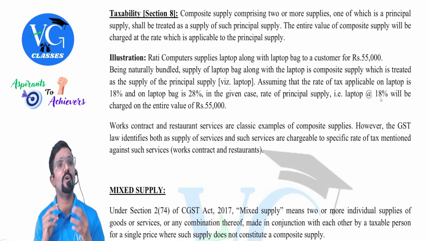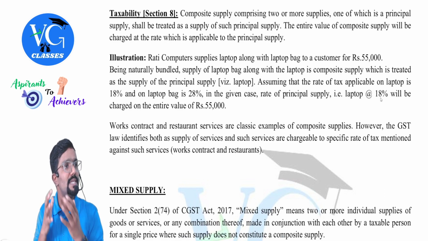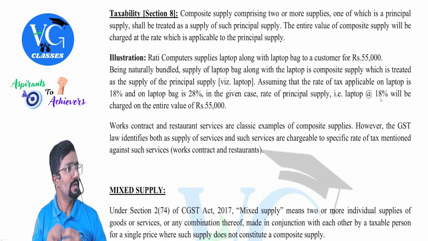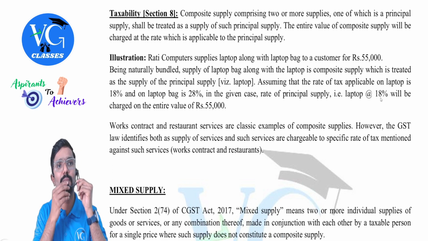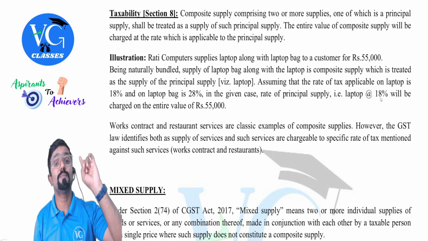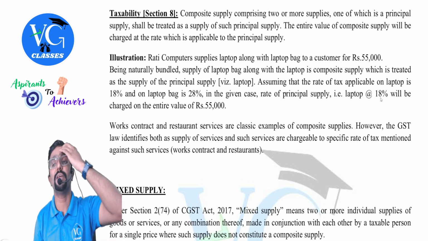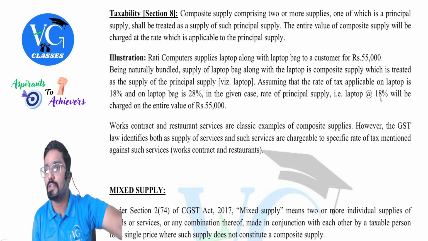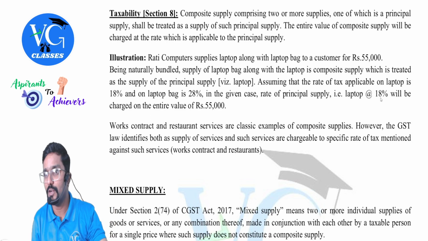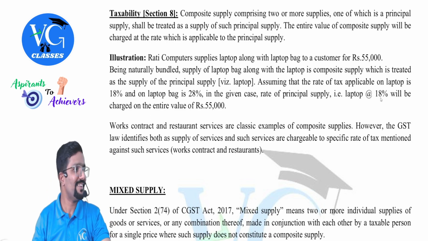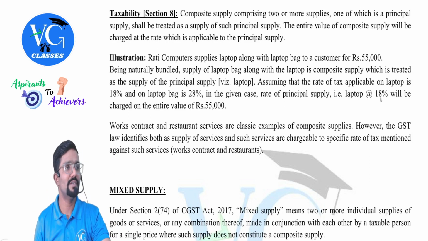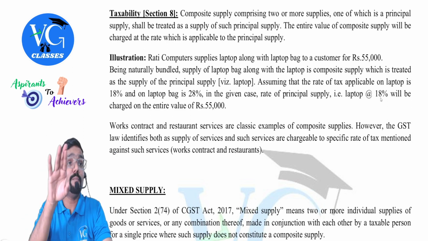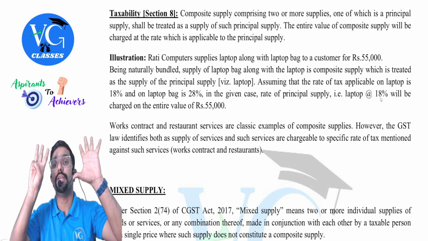Taxability. Okay, till now we discussed, sir, is a supply composite or not? If it is a composite, what is the rate applicable? Section 8 will tell. Guys, please be careful. Definition of composite supply is given where? Vasant, where is it given? In the book. Section 2 clause 30. What is the tax rate for composite supply, where is it given? In Section 8.